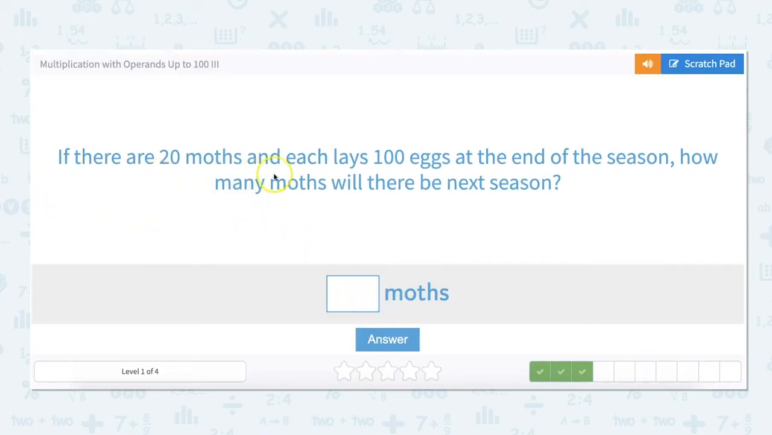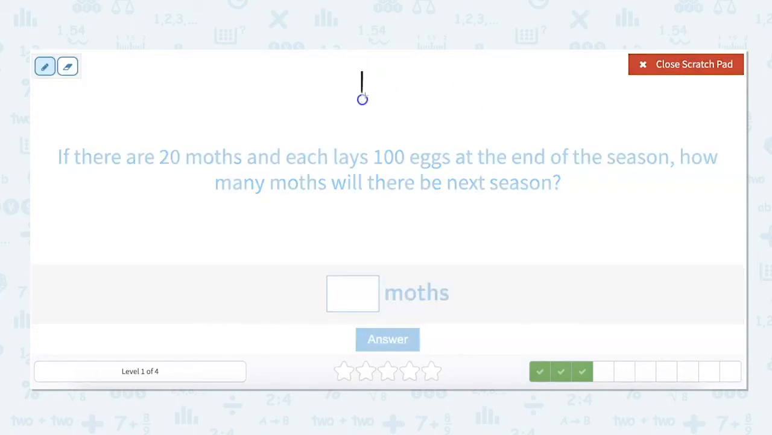If there are 20 moths and each lays 100 eggs at the end of the season, how many moths will there be next season? All right, so this time we are working with triple digit by double digit, so that's hundreds times tens, but we're still going to do it the same way. So we are going to put our bigger number on top, because I find that easier. So 100 times 20.